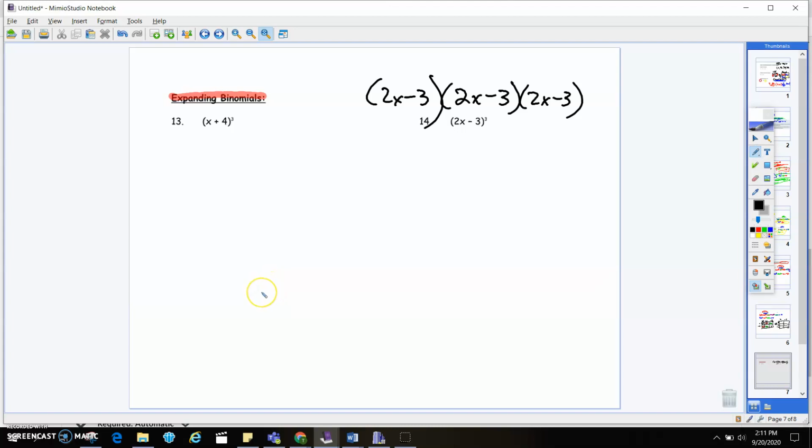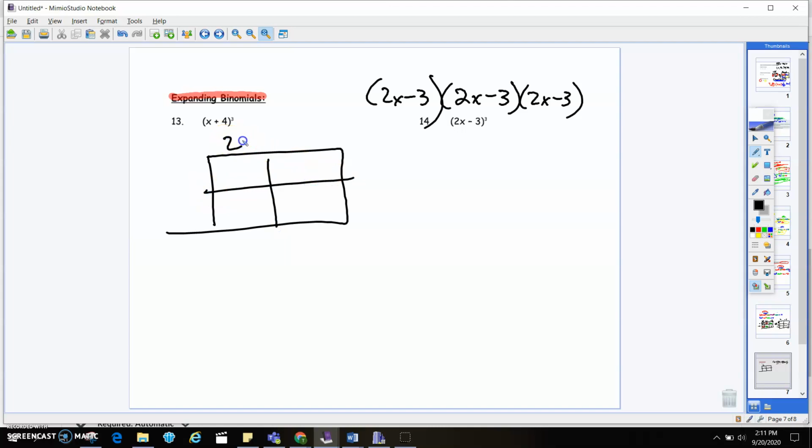All right, so on this one, I'm going to use the box method for both. Okay, the box is actually going to be really beneficial in this next little unit that we're going to do. So I'm going to do the first part. So we've got 2x minus 3 and 2x minus 3. So 2x times 2x is 4x squared. 2x times negative 3 is negative 6x. 2 times negative 3 is negative 6x. And negative 3 times negative 3 is positive 9.